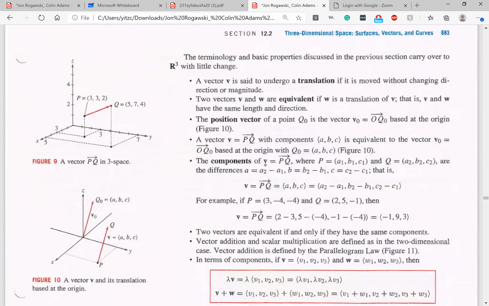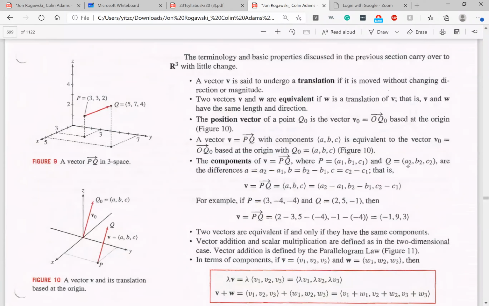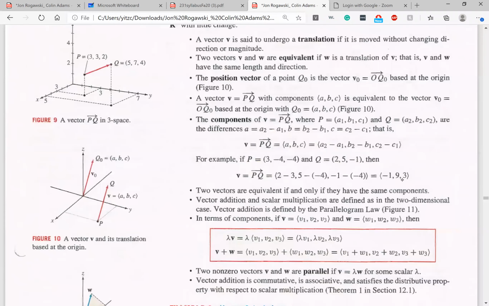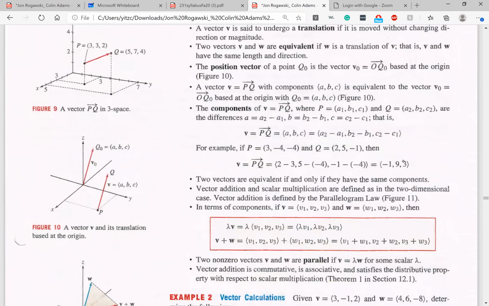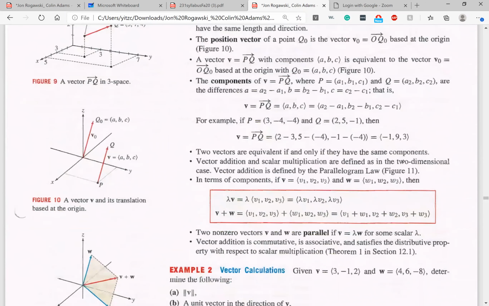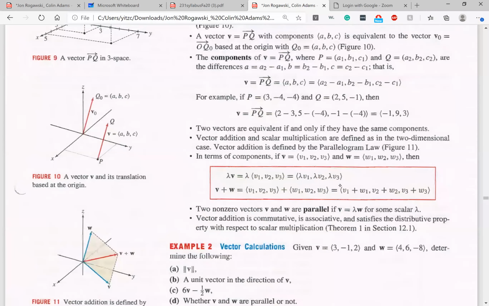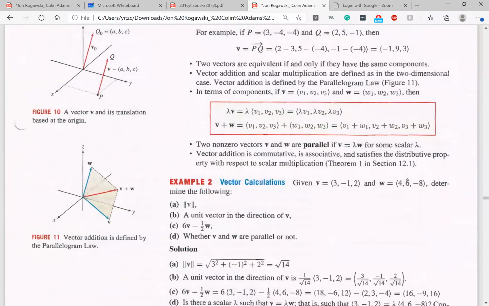We can try to find the components of the vector between P and Q. And like before, it's going to be the component of Q minus the component of P. So it's A2 minus A1, B2 minus B1, C2 minus C1. And so my vector V is going to be ABC, and that will come from A2 minus A1, B2 minus B1, C2 minus C1. And here's an example for that. Again, if you multiply by a constant, you just put the constant in. If you add your vectors, you add the components. So everything from 3 dimensions is basically the same.